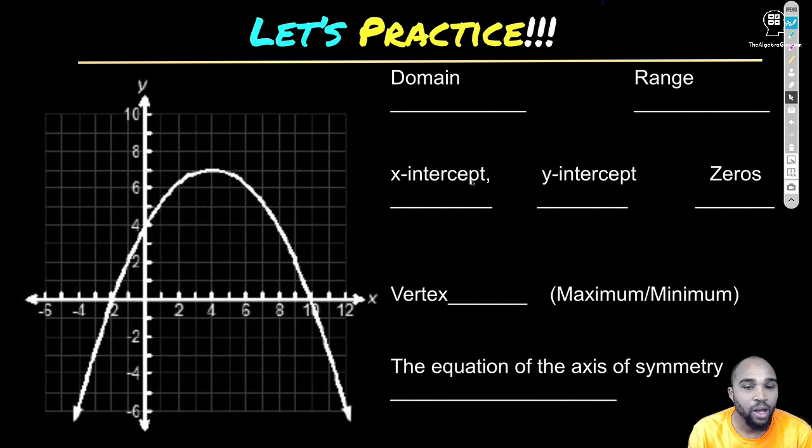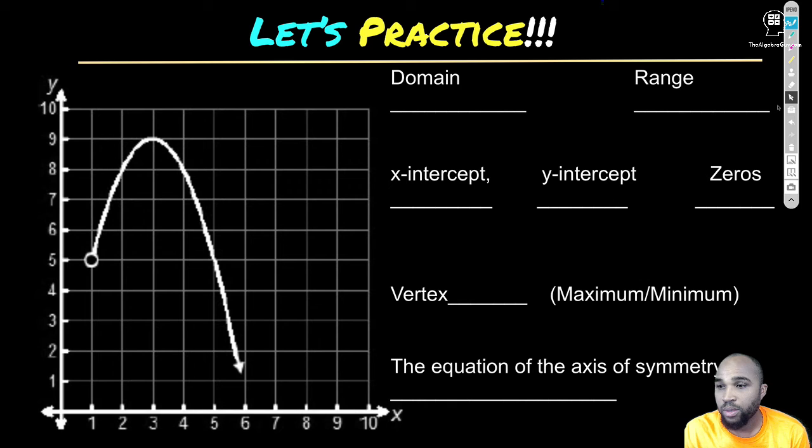All right, new graph. Can you pause it and work out the domain, range, x-intercept, y-intercept, zeros, vertex, and axis of symmetry? All right, I'm hoping you paused it and worked it. So let me work it with you and show you what I'm getting.